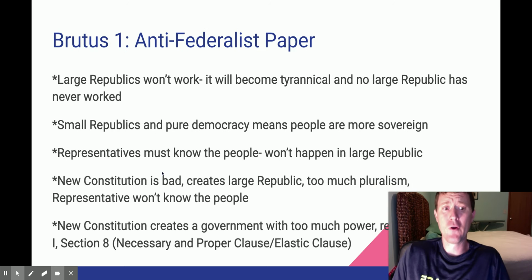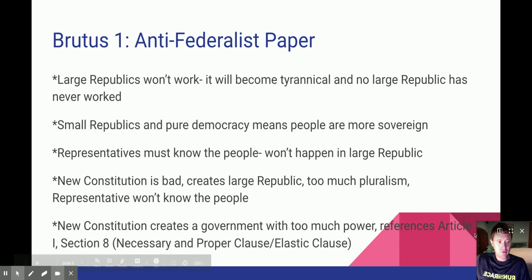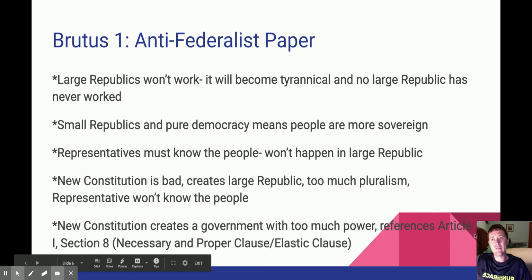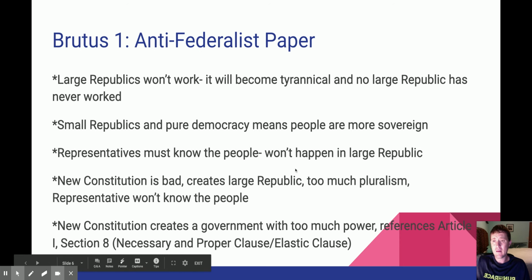Last but not least, Brutus. Make sure you see this here, so I'm going to reduce my picture. Brutus is the anti-federalist paper that you need to know. This could very likely pop up in the argumentative essay, so make sure you understand this. Brutus is arguing that this government's going to be too powerful. The anti-federalists are saying large republics will not work. In a large republic, it's going to become tyrannical. The representatives aren't going to care about the people, nor will they know the people. It's too big.